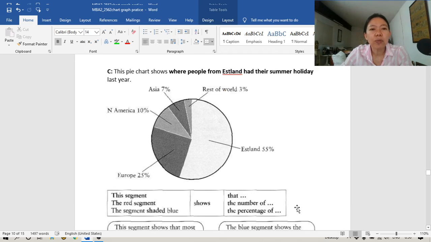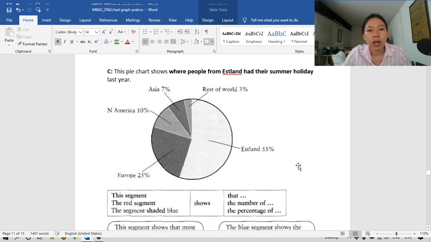Next, we're going to move on to fill in the chart. Either it's a pie chart or the bar chart. So here we have the pie chart that shows where people from Estland had their summer holiday last year. When you are describing a pie chart, you can use words like "these sections" or "this part".